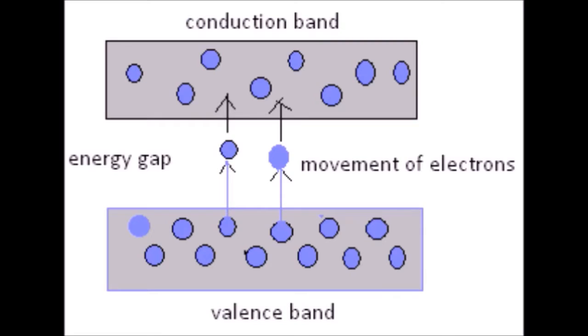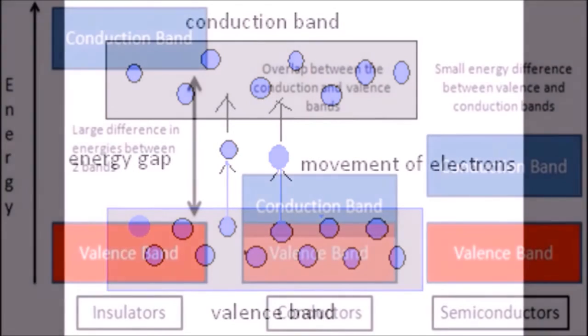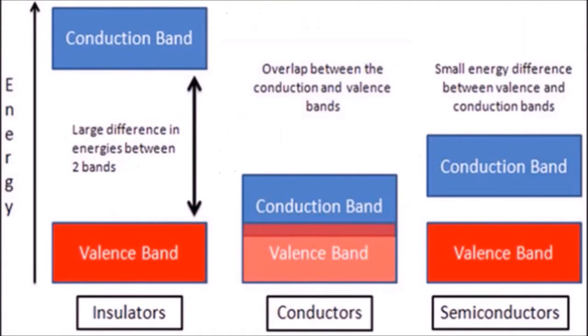Next is the difference between the energy gap, conduction band, and valence band. Energy gap is the difference in energy between the valence band and conduction band. Valence band is another name for an orbit shell, while conduction band is the band outside the valence shell when it has free electrons. This energy band diagram shows that the energy gap of an insulator is the largest. For a conductor, both bands overlap. For a semiconductor, there is a small energy gap between the two bands.